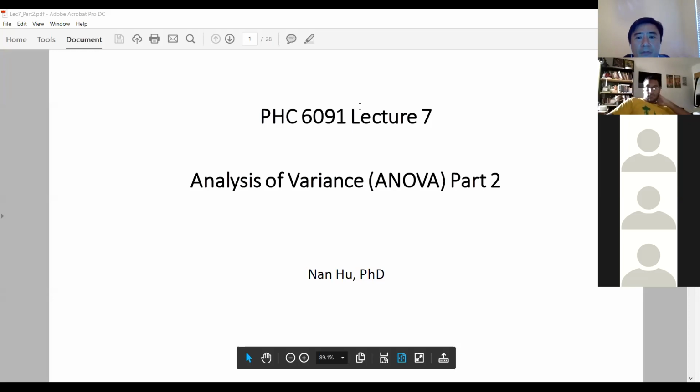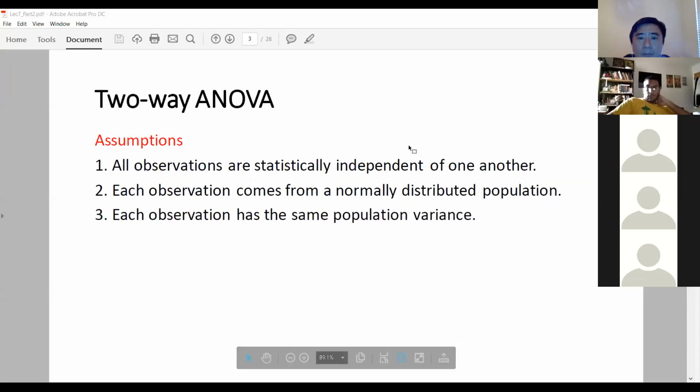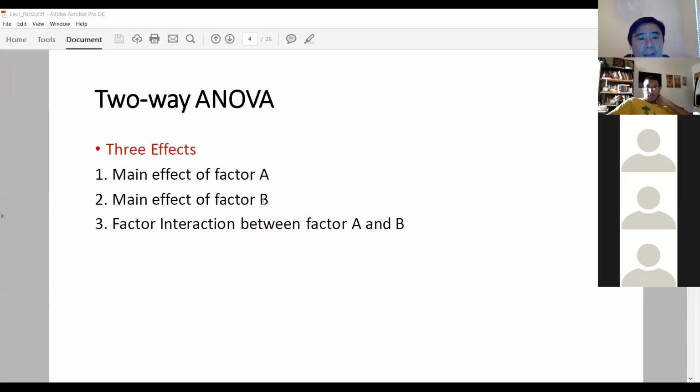Okay, so the second part is the two-way ANOVA. As I said, in two-way ANOVA you have at least 2 factors, which we call factor A and B. So now you're going to test 3 effects. One is the main effect of factor A. The other is the effect of factor B. And the third one is the interaction between A and B.